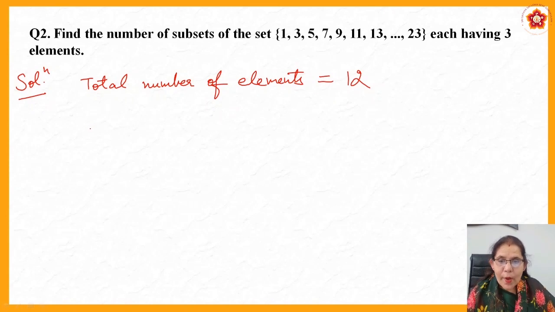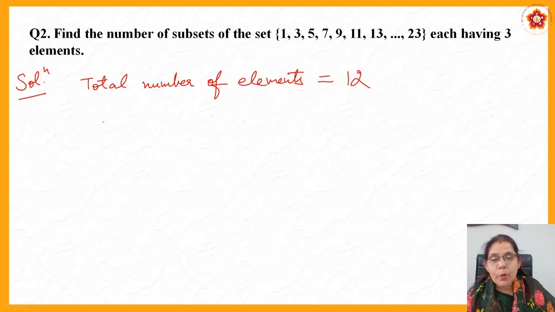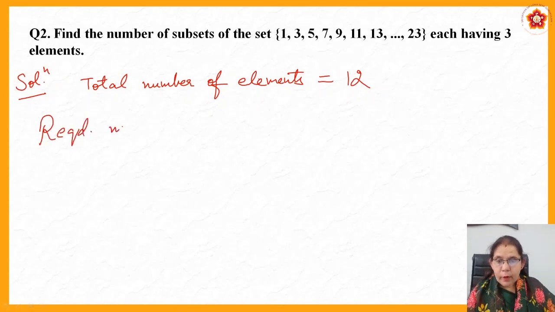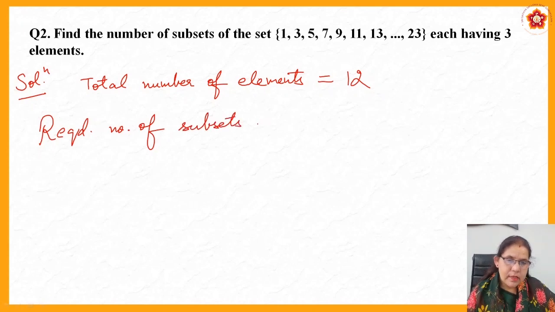So out of these 12 numbers, we have to choose 3 at a time. So we have to find the number of subsets of this given set, each having 3 elements. So the required number of subsets is equal to 12C3. Out of 12 elements, you have to choose 3 at a time.